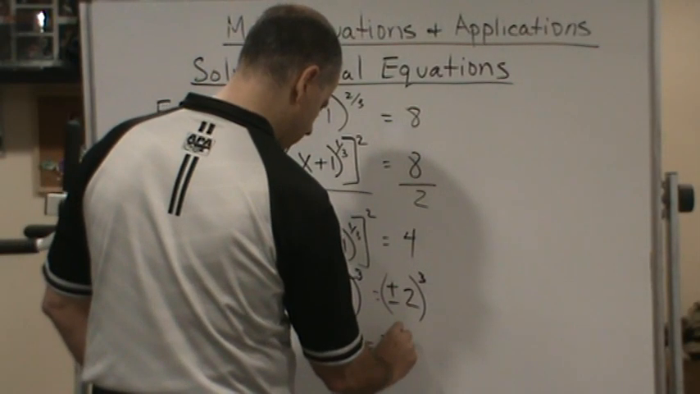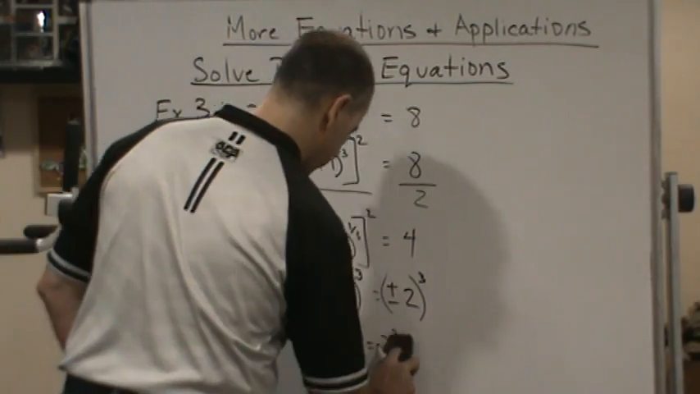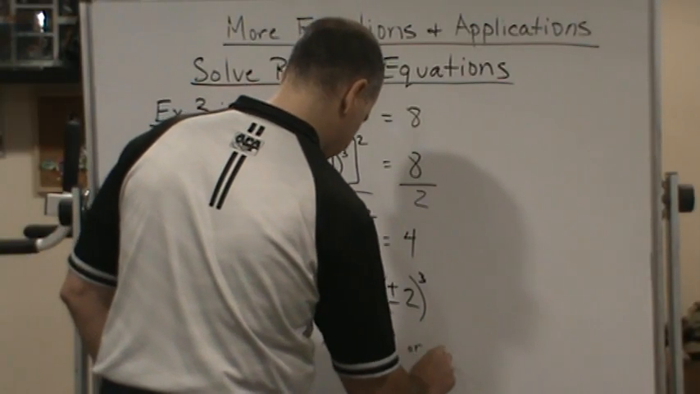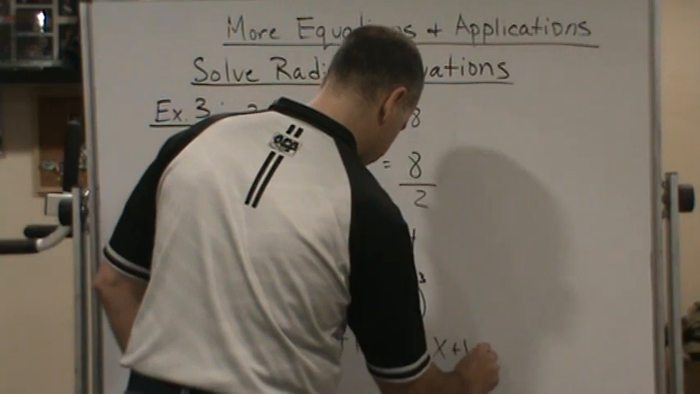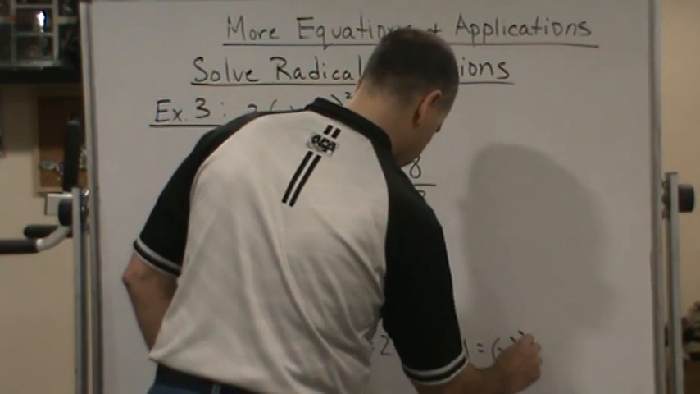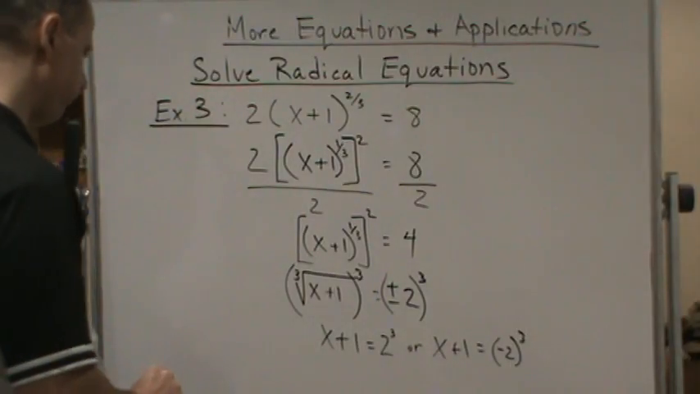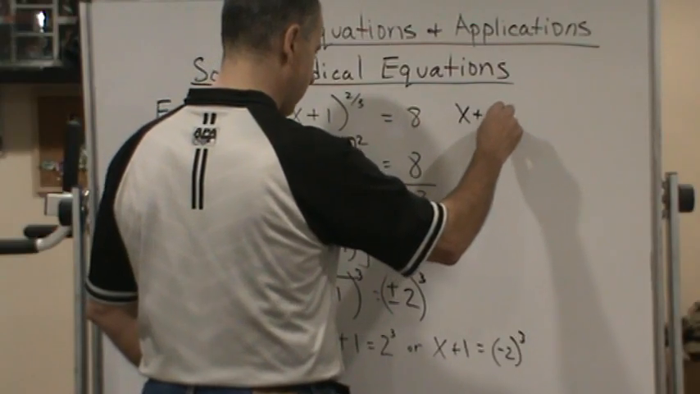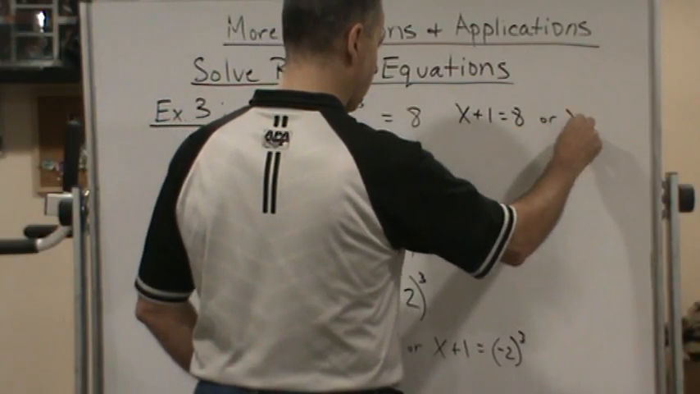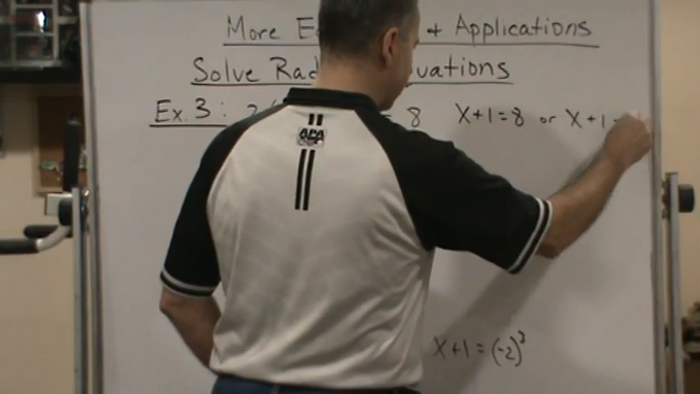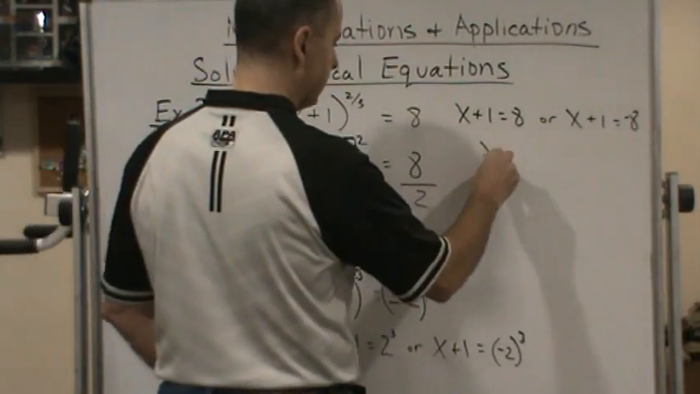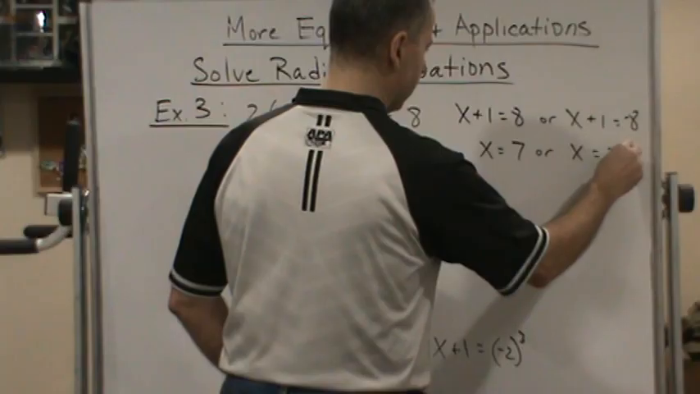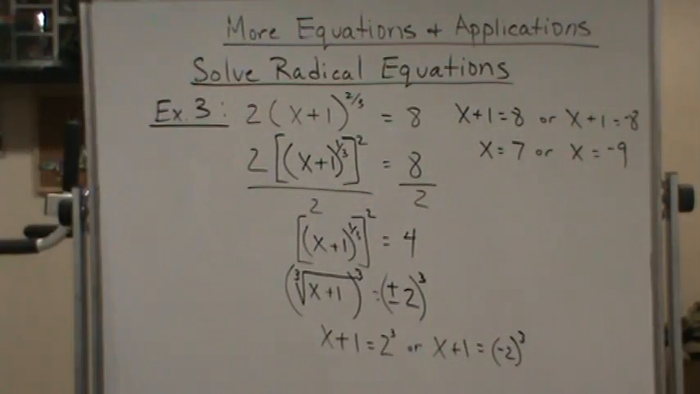And so that will give me x plus 1 is equal to either 2 to the 3rd, or x plus 1 is equal to negative 2 to the 3rd. So that means x plus 1 is equal to 8, or x plus 1 is equal to negative 8. And that means x is equal to 7, or x is equal to negative 9.